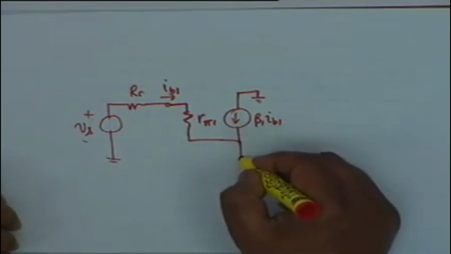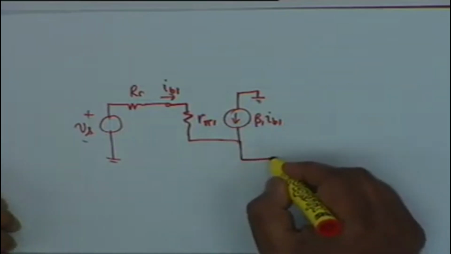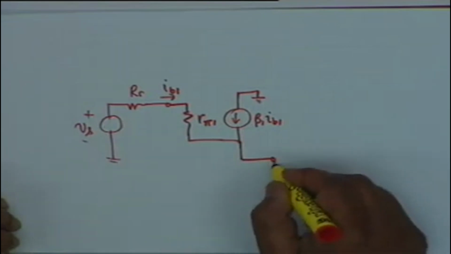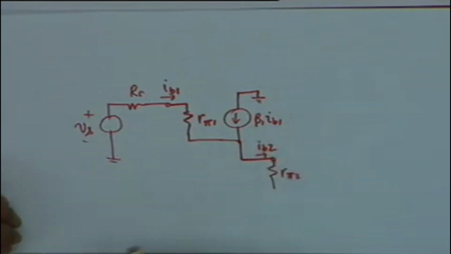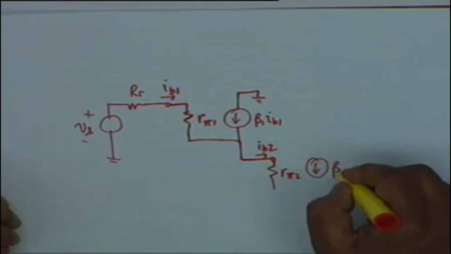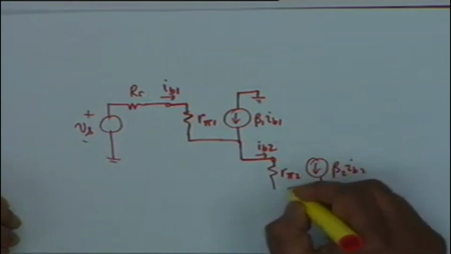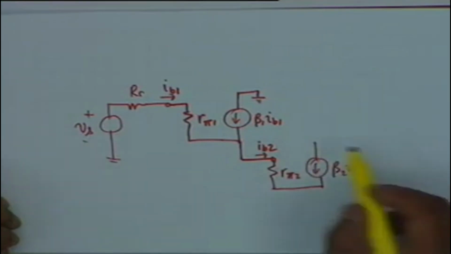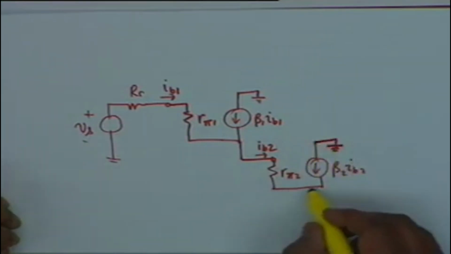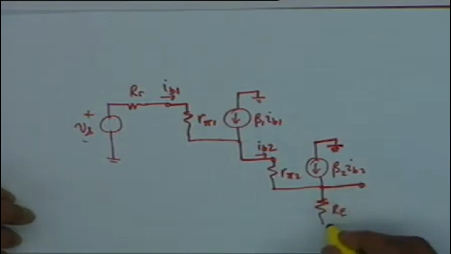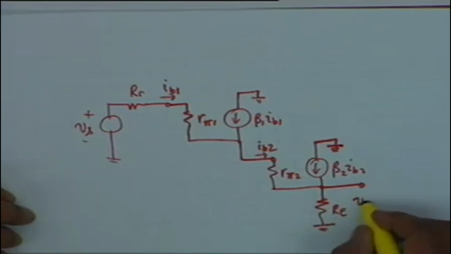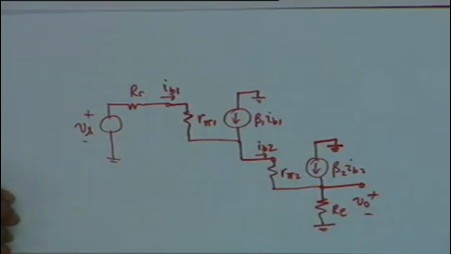Now this current, whatever the current is, goes to the second transistor, and we have R pi 2, so this current is IB2, and then we have beta 2 IB2, the two come together. Where does this go? Ground once again, and then this current now flows through R sub E, and this is the circuit V0. This is the equivalent circuit, and you can very easily analyze this just by looking, just by common sense.